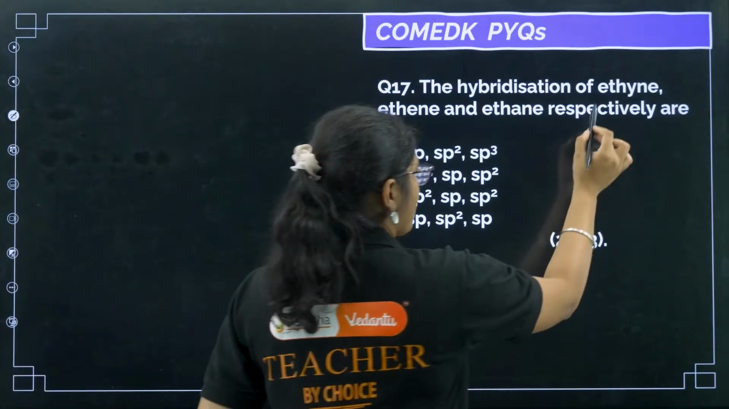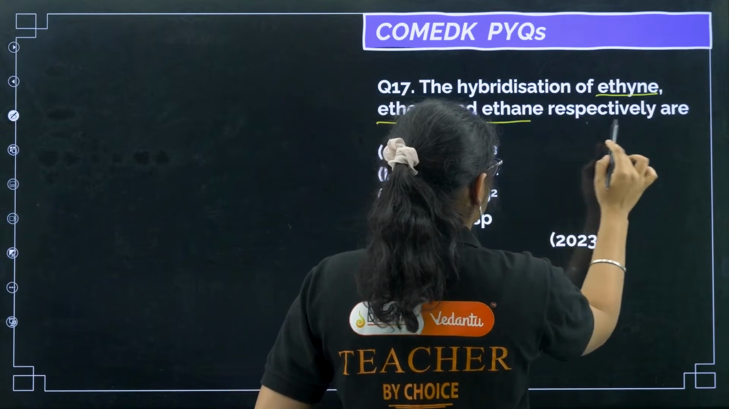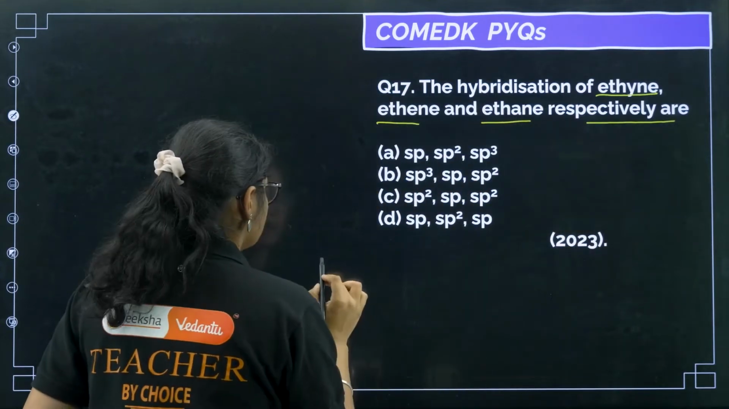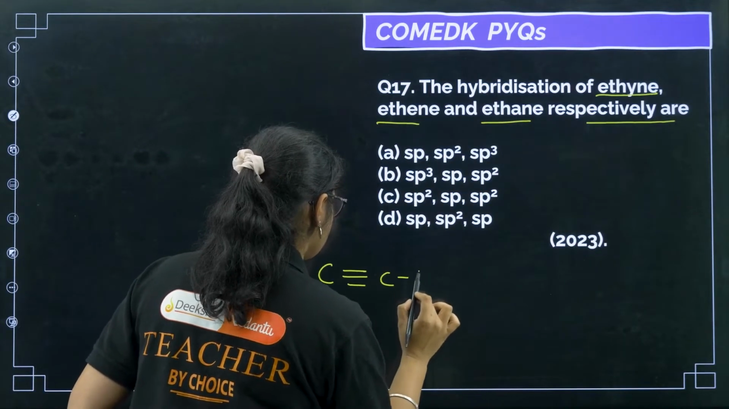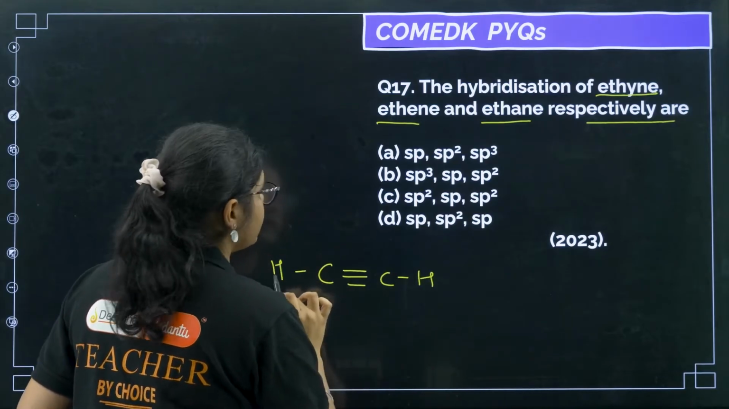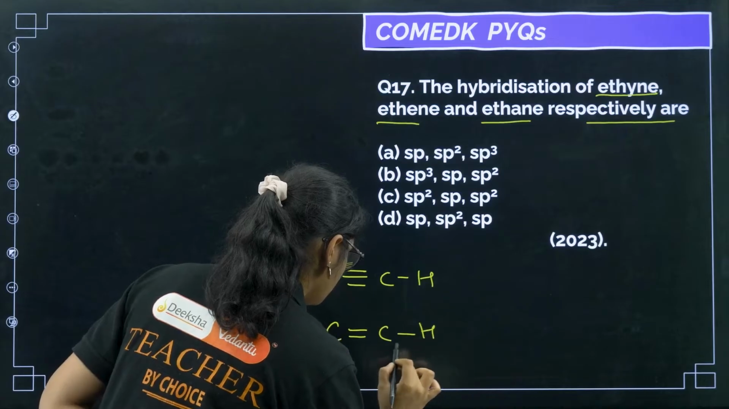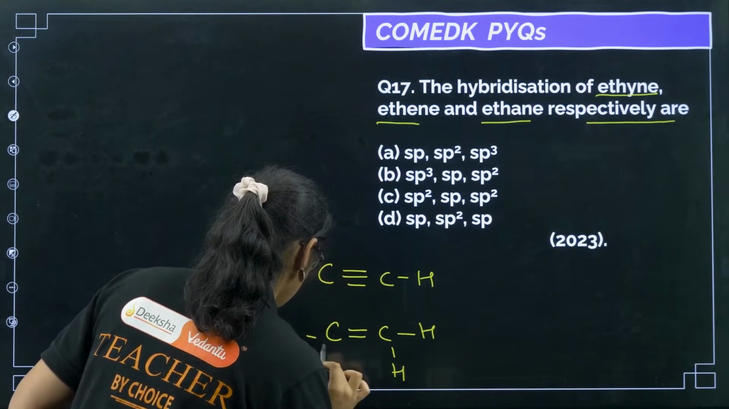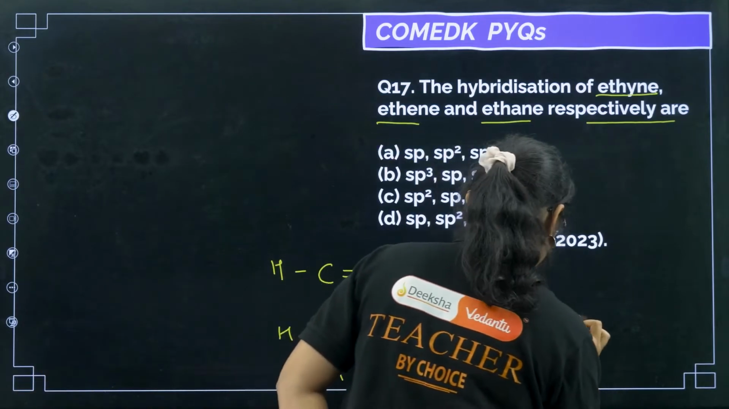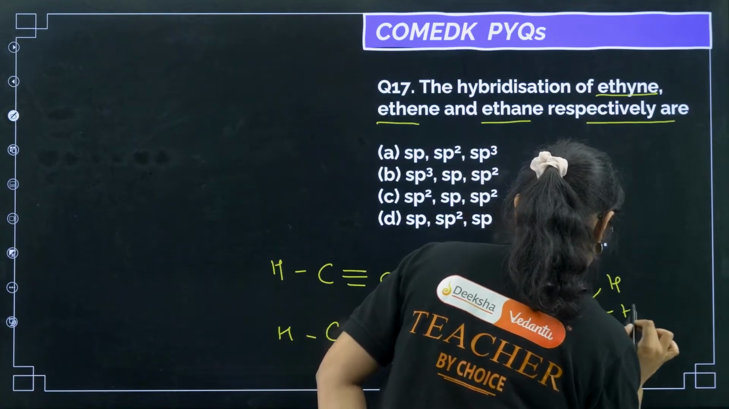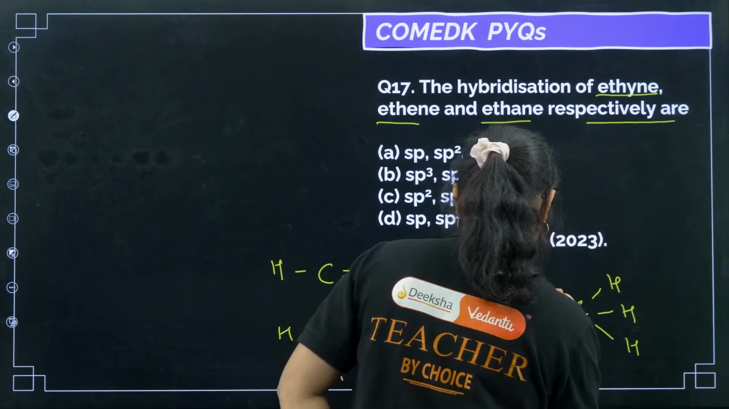Next question number 17. The hybridization of ethyne, ethene and ethane respectively are. So we have ethyne here. Next we have ethene here. This is ethene. And next I have ethane.